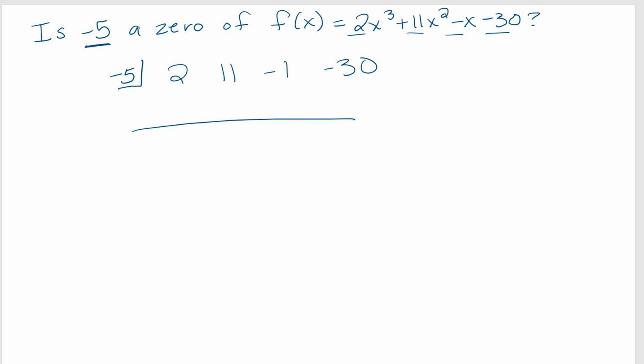And we're going to continue with synthetic division. Our first step is bringing down the first coefficient, so bringing down the 2, and then we multiply by the number in the box. Anything that's in this line is going to be multiplied. So -5 times 2 gives me -10. Again, anything that's lined up and down will be added. So 11 plus -10 just gives me 1.